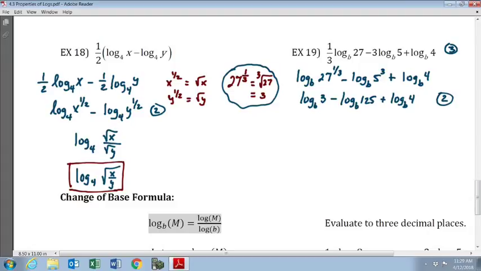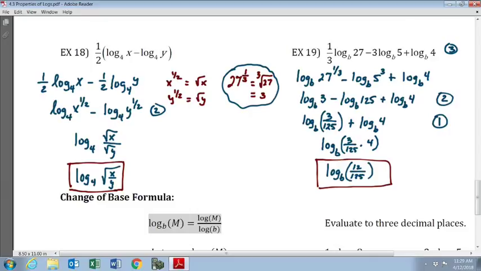Let's go ahead and use the quotient rule for the first two there. We get log base b of 3 over 125 plus log base b of 4, and now we can use the product rule and multiply those two together. It's 3 over 125 times 4 over 1. We're going to multiply the 3 and the 4, and 125 would be times 1. You're just going to end up with the log base b of 12 over 125.